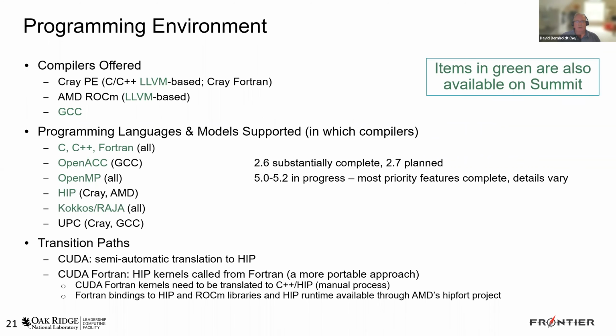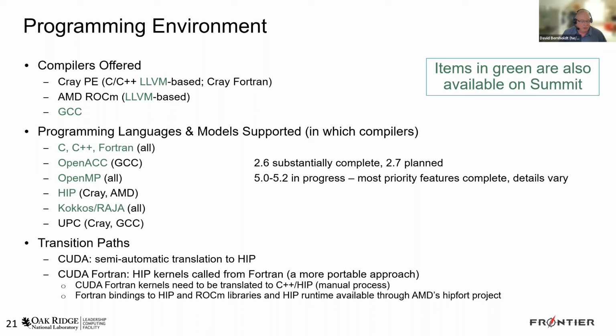So in terms of compilers, we'll have C, C++, and Fortran from Cray and from AMD, as well as GCC. So we're going to have the ISO standard languages. We will have OpenACC through GCC, OpenMP in all the compilers, HIP in two of the compilers, Kokkos and RAJA, that's just straight C++, so we'll have that everywhere. And for those interested, UPC.